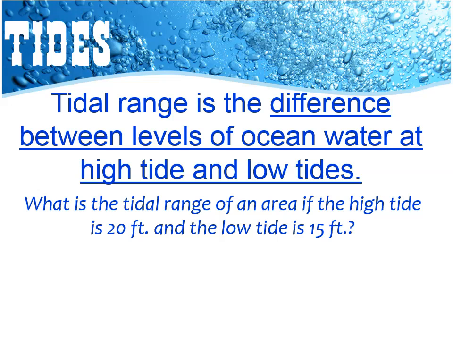So here's a situation for you to practice. What is the tidal range of an area if the high tide is 20 feet and the low tide is 15 feet? You could probably figure this out in your head, but if not, pause it and work it out. And the answer is 5 feet. So all we did was subtract those two numbers.